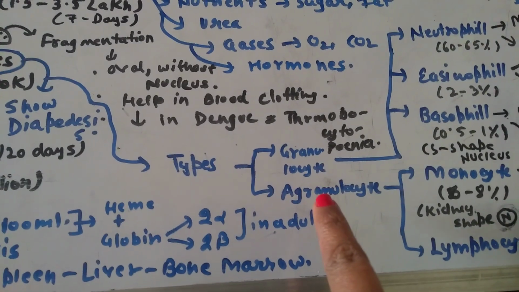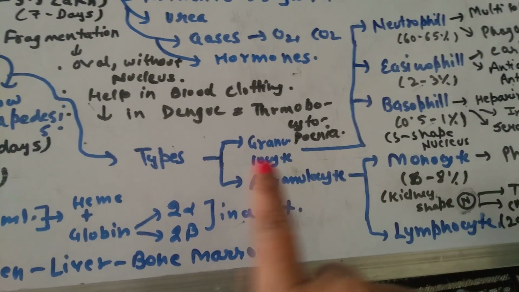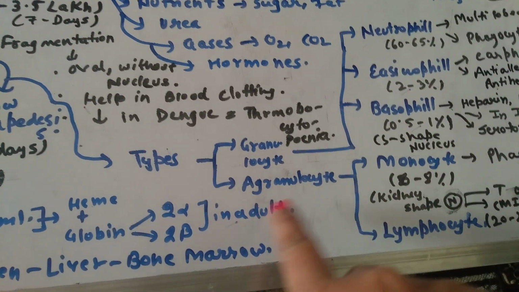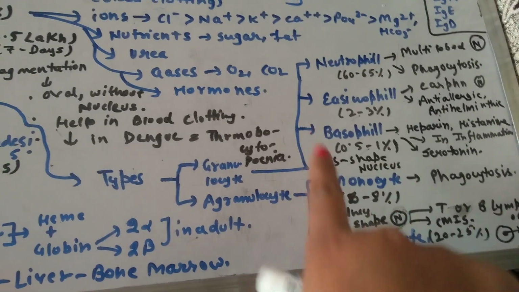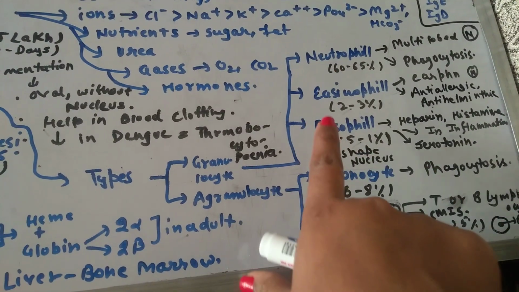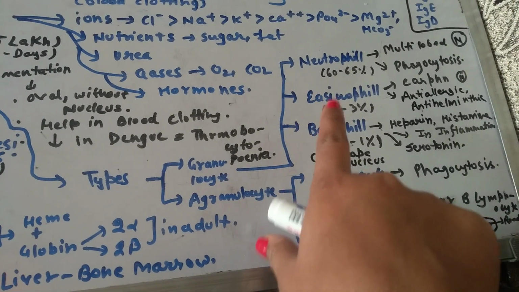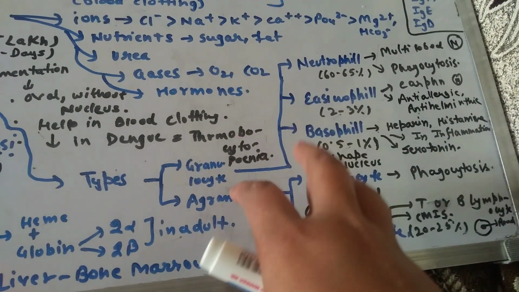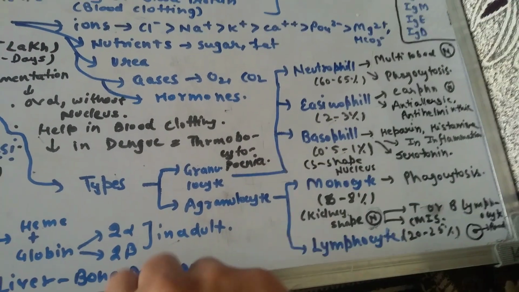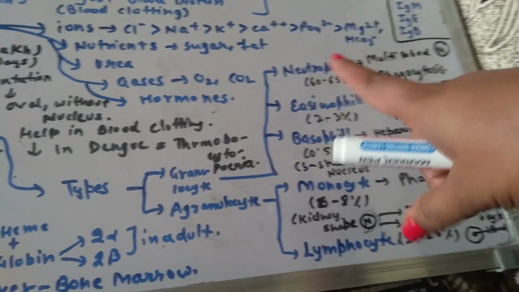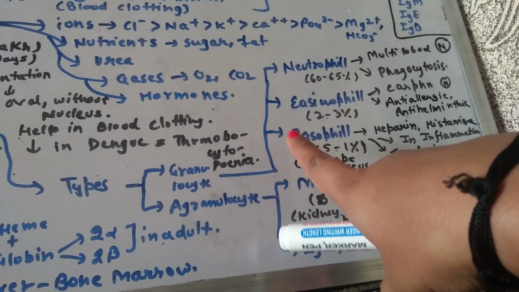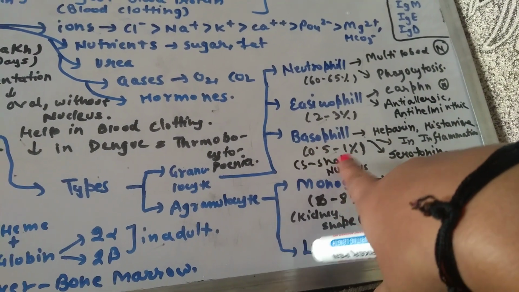Leukocytes are further divided into two parts. One is granulocytes, the second is agranulocytes. If granules are present in the cell, then it is a granulocyte. If granules are not present inside the cell, then it is an agranulocyte. Granulocytes are further divided into three categories: neutrophils, eosinophils, basophils, and this is the percentage of these cells present in blood. Neutrophils approximately 60 to 65%, eosinophils 2 to 3%, basophils 0.5 to 1%.